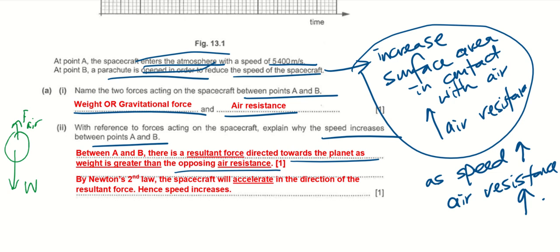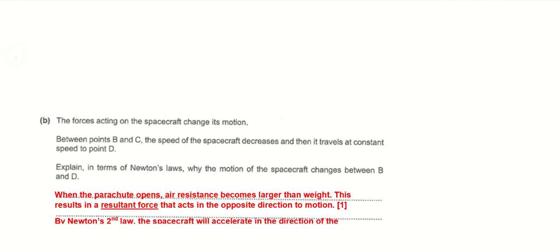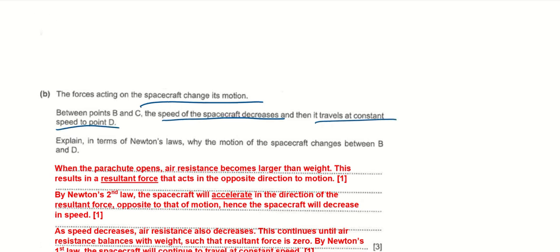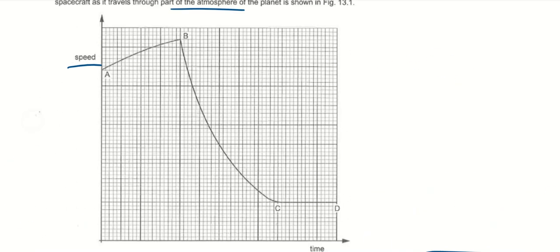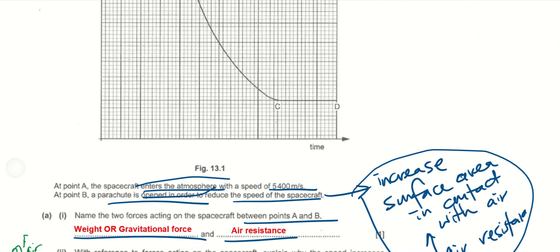Okay, so now as there is a resultant force, because the initial air resistance was very little, there's an acceleration. The spacecraft will accelerate in the direction of the resultant force, therefore the speed will increase. Now part B, forces acting on the spacecraft change its motion. Between B and C, the speed decreases, and from C to D, it travels at constant speed.